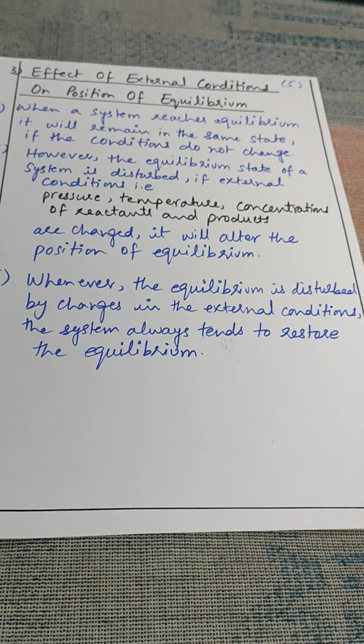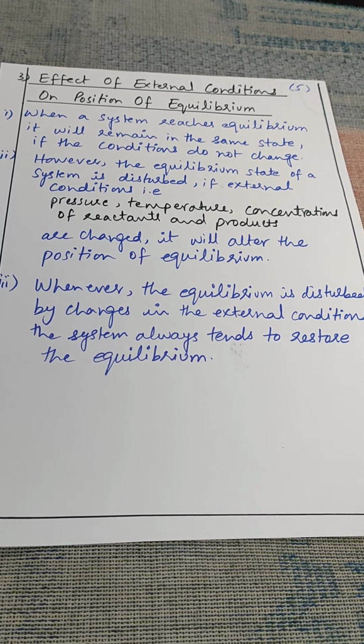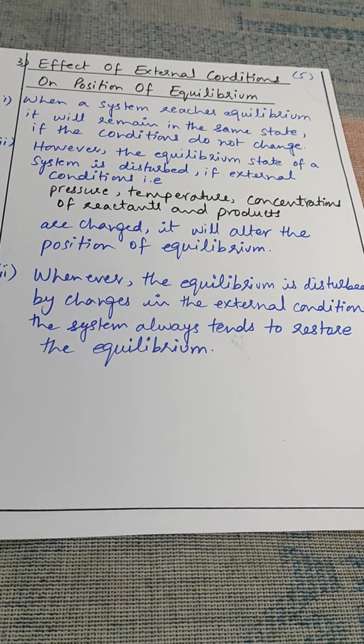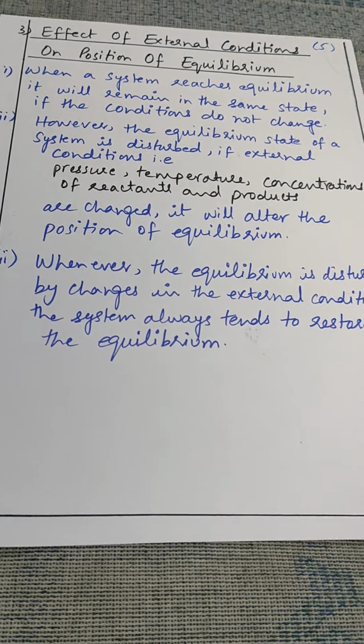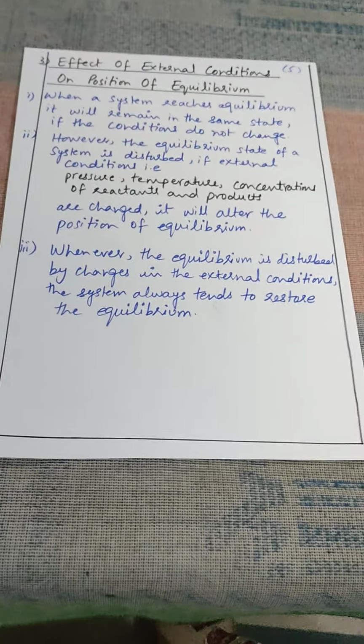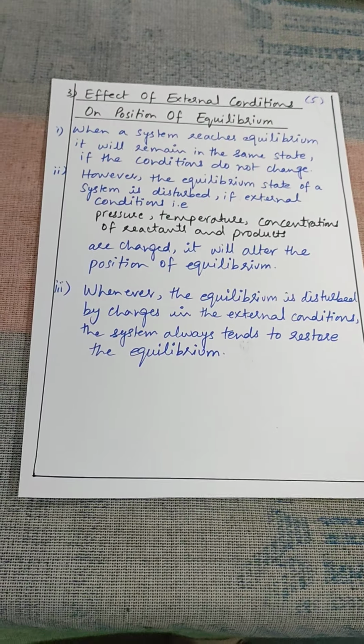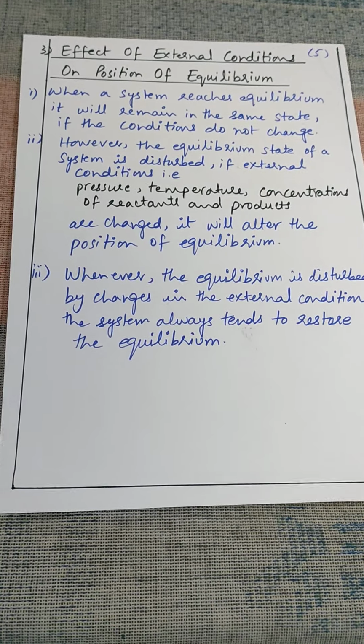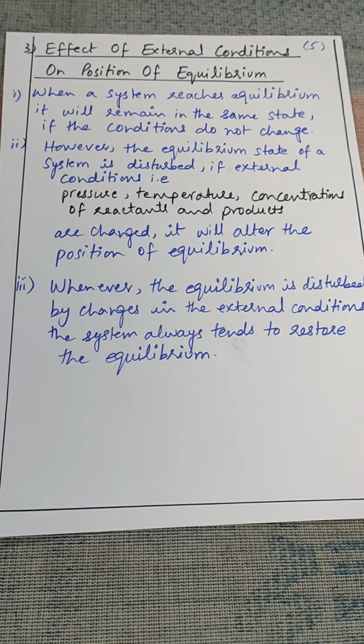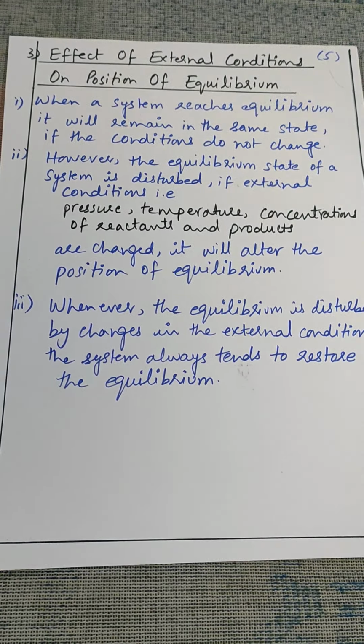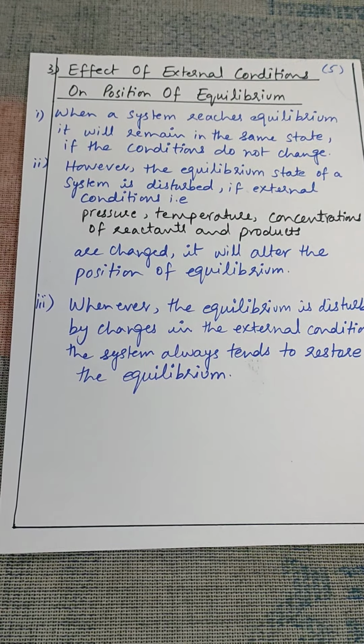Whenever the equilibrium is disturbed by changes in the external conditions, the system always tends to restore the equilibrium. So it means that if the conditions are suitable, if all the requirements are fulfilled, the reactants always try to make the product and the system tries to attain the equilibrium.